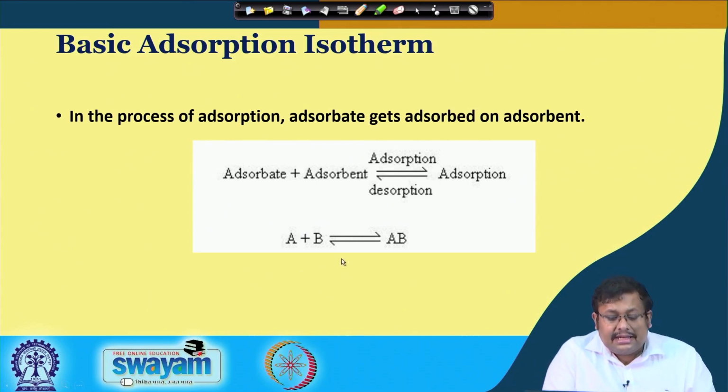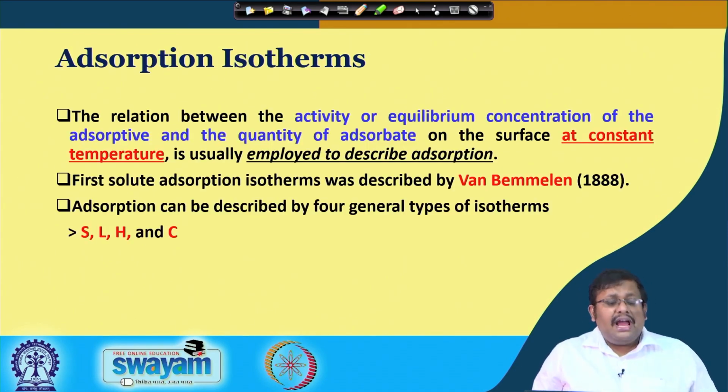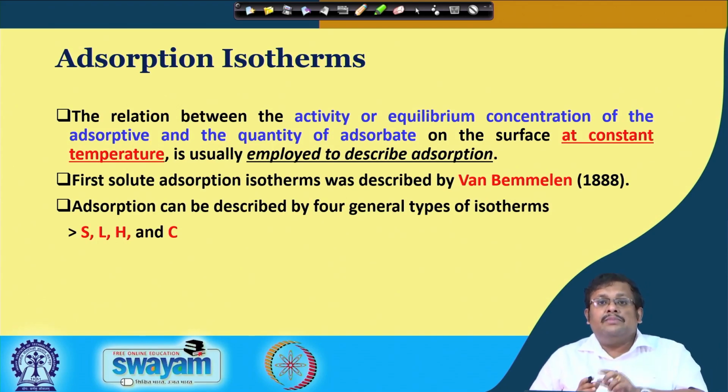You can see here it is represented by A plus B going to formation of the AB complex and then reversible to A plus B again. Now, adsorption isotherm. What is called adsorption isotherm? The relation between the activity or equilibrium concentration of the adsorptive and the quantity of adsorbate on the surface at constant temperature is usually employed to describe adsorption. Why is it called isotherm? Because this relationship is determined at a constant temperature. Iso means constant and therm means temperature.